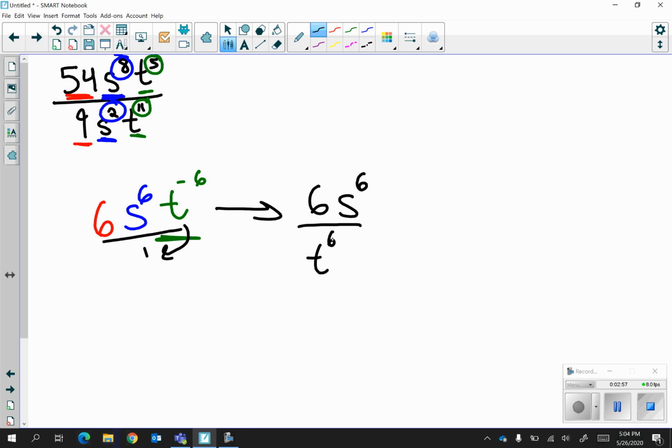Keep in mind that if you had a negative exponent in the denominator, like if you had 6s^6 and the t^-6 on the bottom to begin with, you would move it up to the top to become 6s to the 6th power, t to the 6th power.